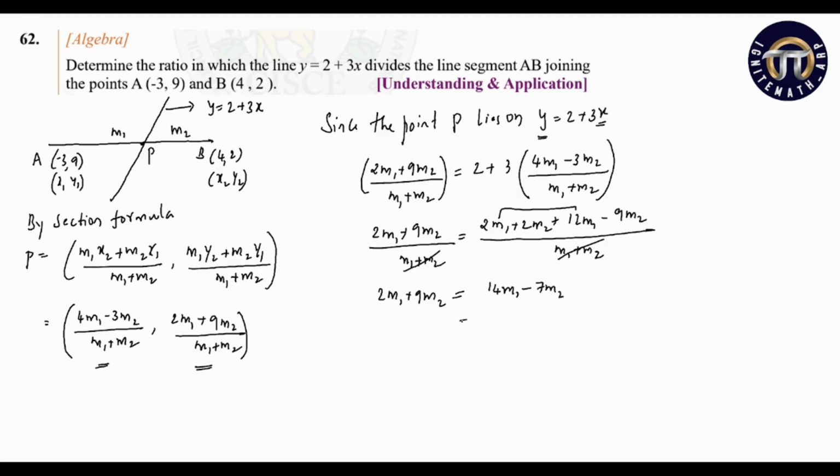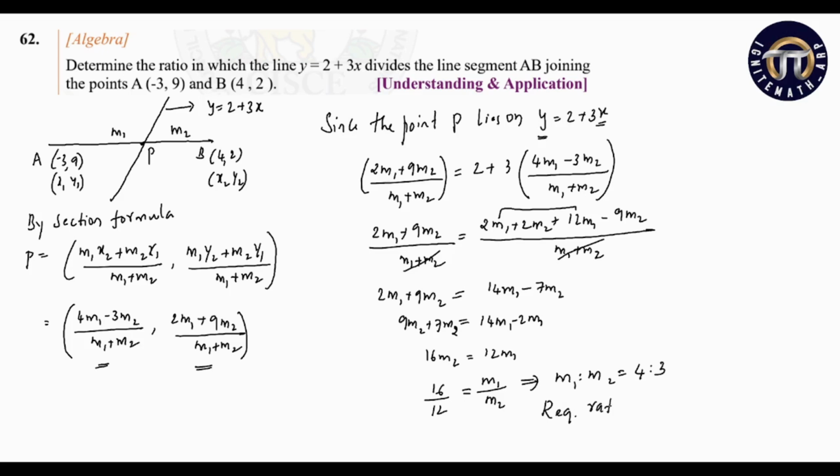Now I'll bring all the m1 to one side. So 14 m1 minus 2 m1, then 9 m2 plus 7 m2. So 9 plus 7 is 16 m2 is equal to 12 m1. So I can write m1 by m2 is equal to 16 by 12, that is equal to 4 by 3. So the required ratio m1 is to m2 is equal to 4 is to 3. I can write the conclusion as: the required ratio is 4 is to 3.